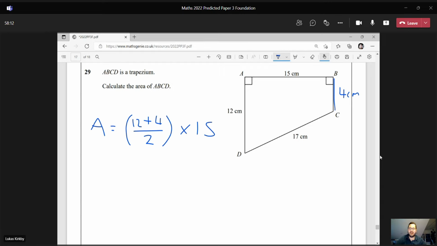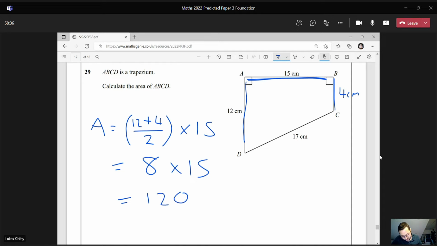I've lost all my working out, but we got that was 4. So the area of a trapezium, you add the two parallel sides, divide them by 2, and then times them by the height. Well, the parallel lines are here, and the height is going to be this bit there. So 12 plus 4 is 16. 16 divided by 2 is 8. And 8 times 15 is 120, and it's centimetres squared.